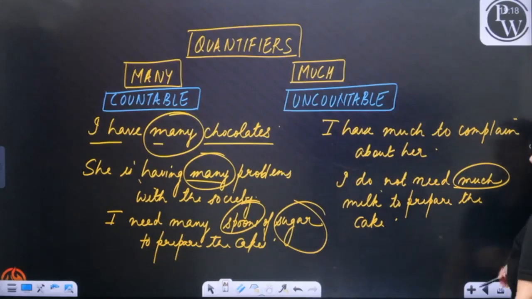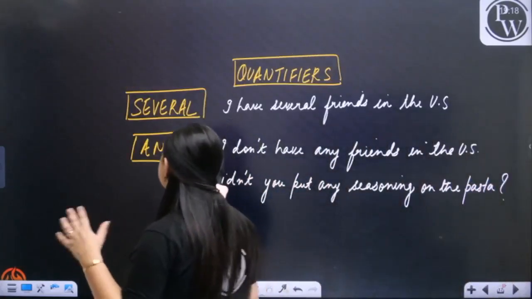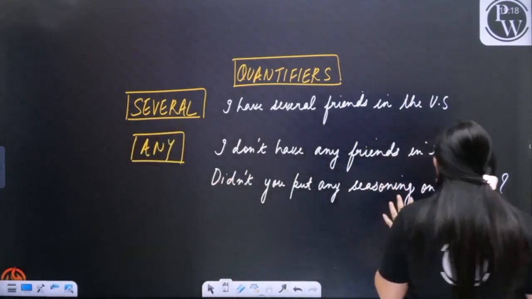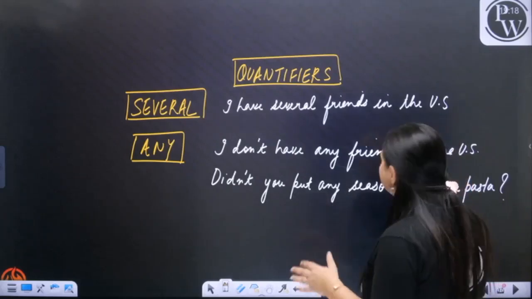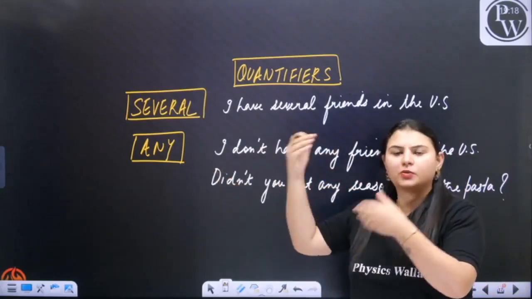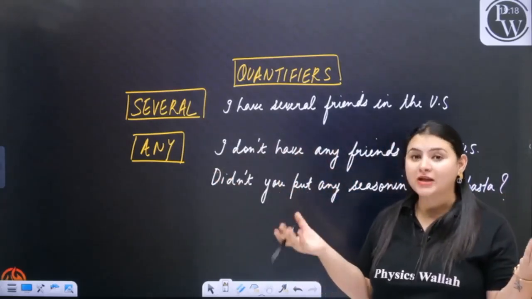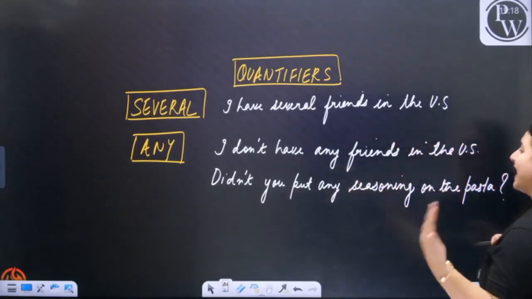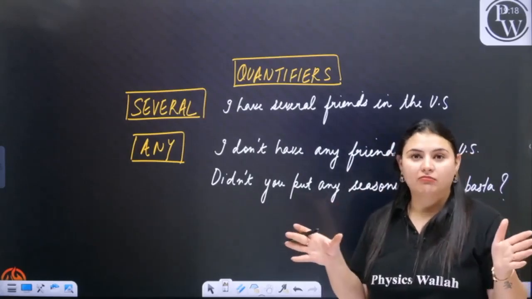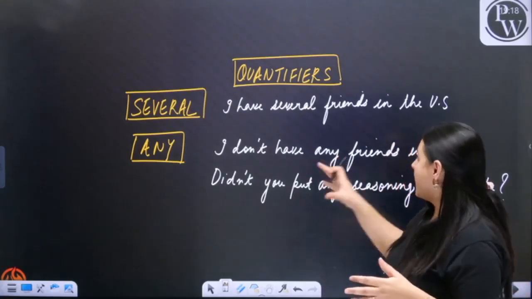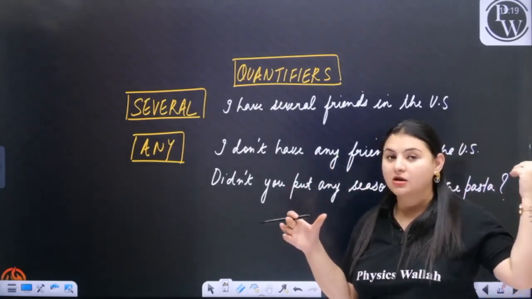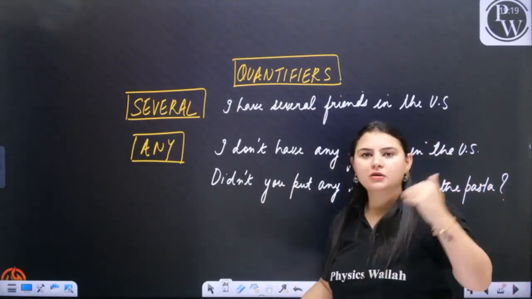Many and much. Now, the two more quantifiers we can see here are several and any. Several is used with countable things. I have several friends in the US. I have several friends. I have many friends. Several can be used in the place of many. Whereas if we talk about any, I don't have any friends in the US. Any here means none. None of the friends of them live in US.